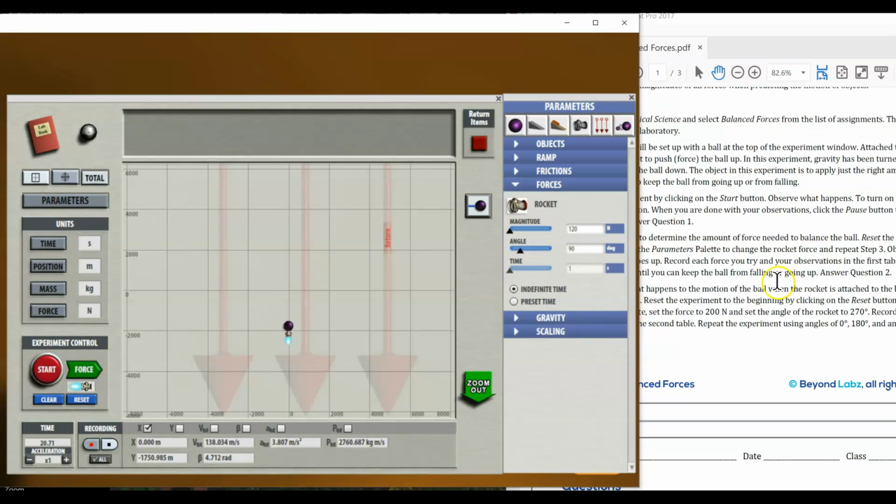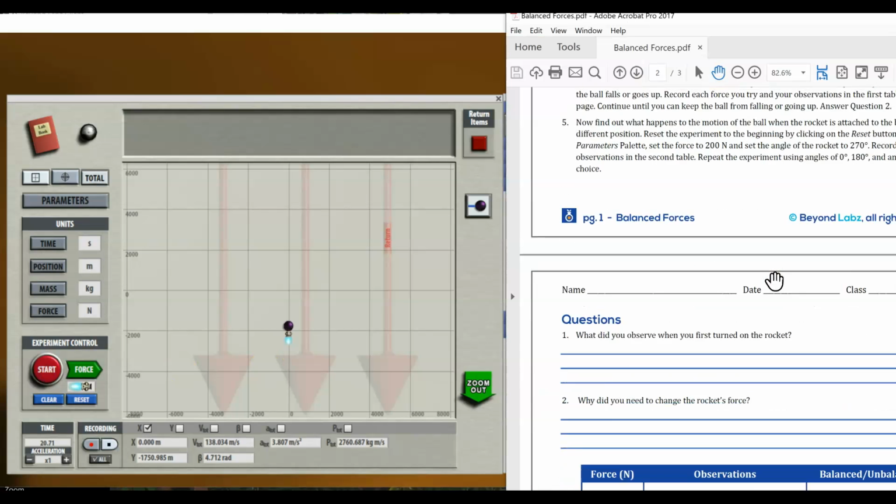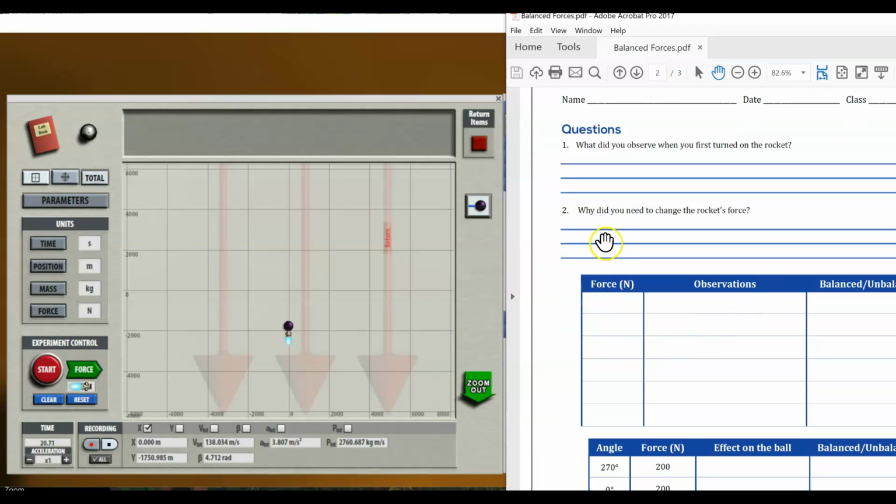Stop that. Then let's go to the table here. Why did you need to change the rocket force? Explain that. Then on the table, you write down 125, or first 100, then observation, balanced or unbalanced, and then 125. Now, you do not have to use 125. You can use 200. You can use 150. You can use 400. Whatever you want to try.